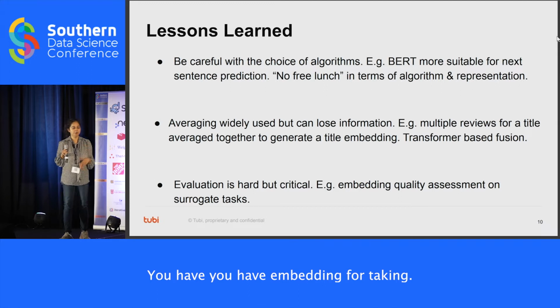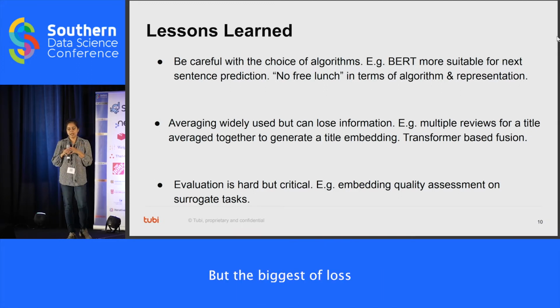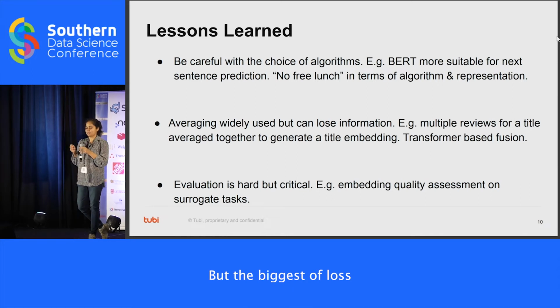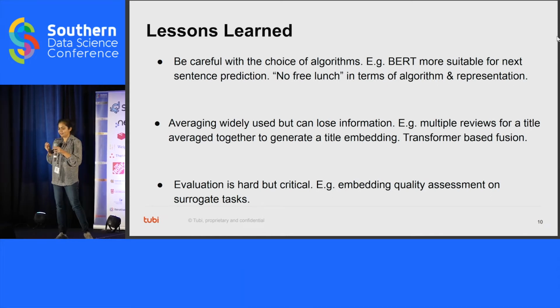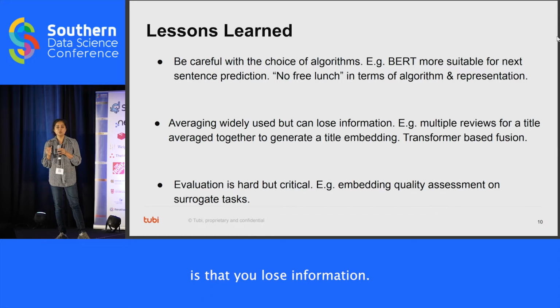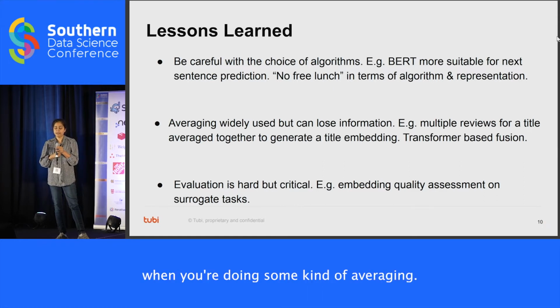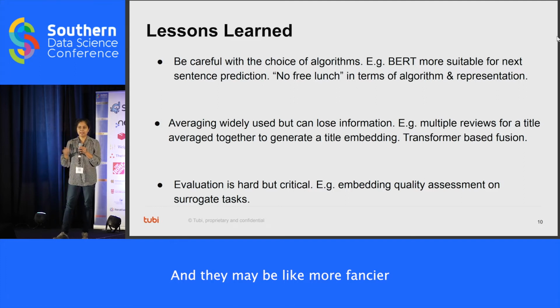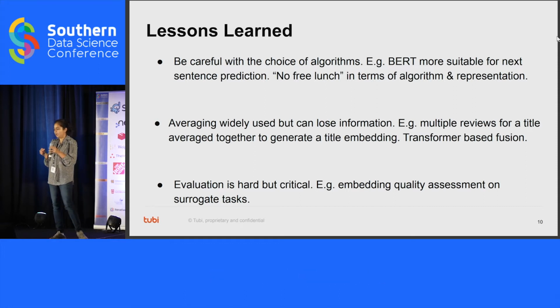You have an embedding for a title. But the biggest loss that happens with this averaging is that you lose information. So be very careful when you're doing some kind of averaging. There may be fancier approaches, like transformers based on fusion, which may be more applicable rather than using blunt averaging. So be mindful of that.